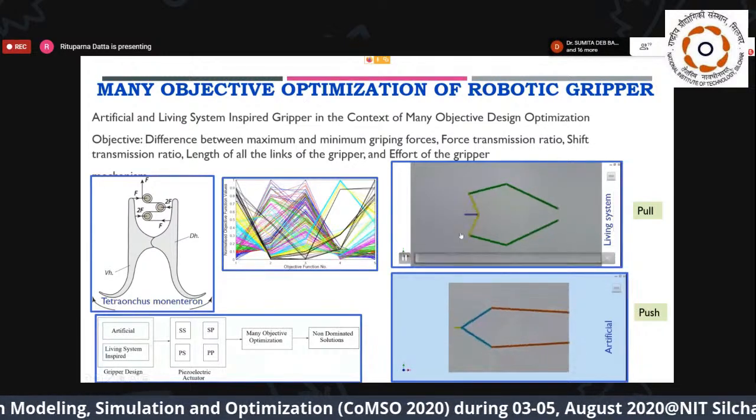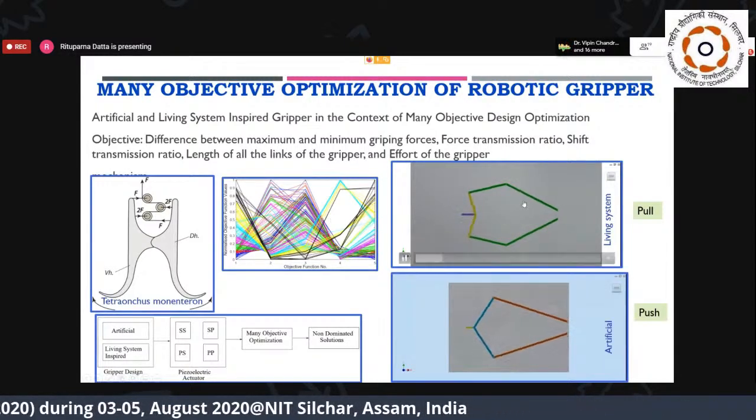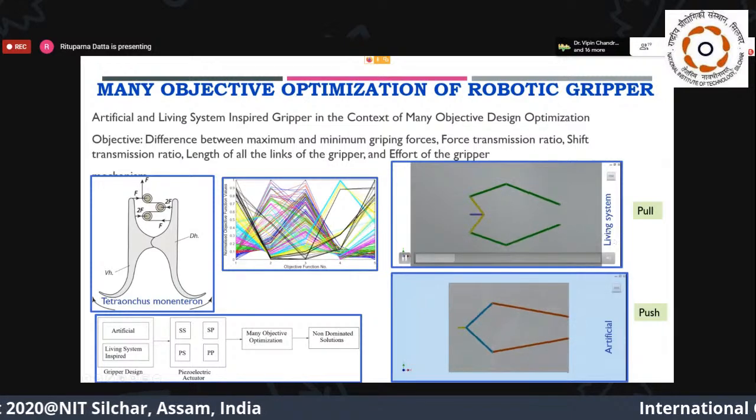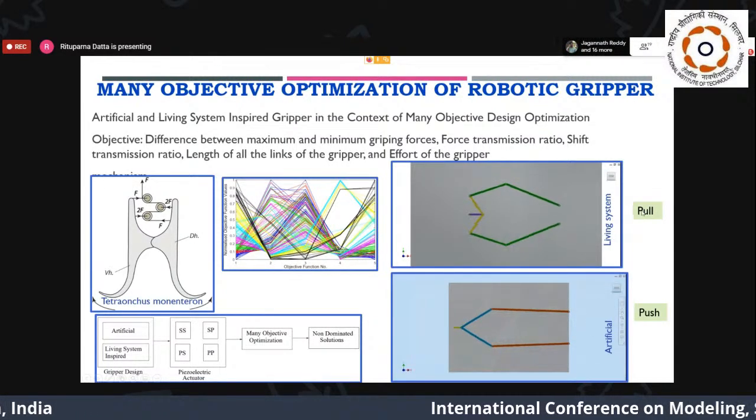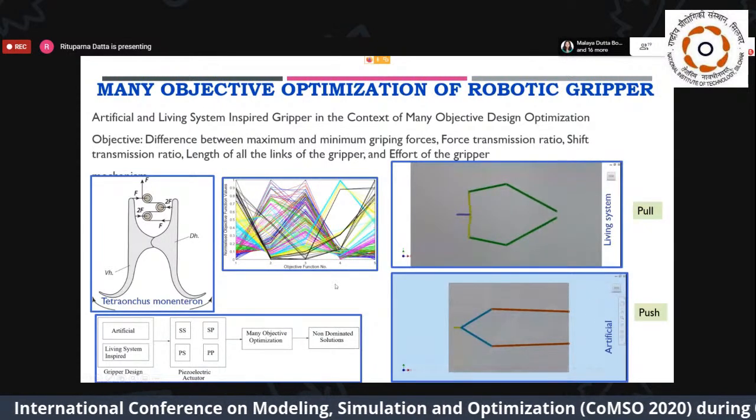But in the living system, when the actuator goes backward or pulls, the gripper gets closed. So it's like a comparison between a pull-based and push-based mechanism, or nature versus robotic scientists.